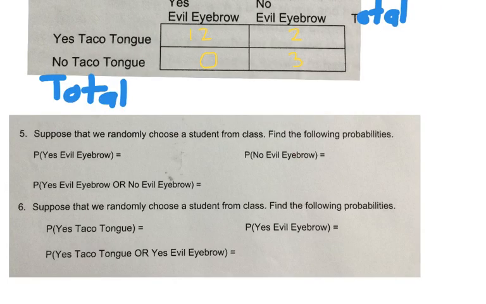Okay, so when I look here, what's the probability that the person chosen at random is yes for the evil eyebrow? Yes for evil eyebrow. It is 12 over 17. What's the probability they said no to the evil eyebrow? 5 out of 17. What's the probability they said yes to the evil eyebrow or no to the evil eyebrow? This is a new word.